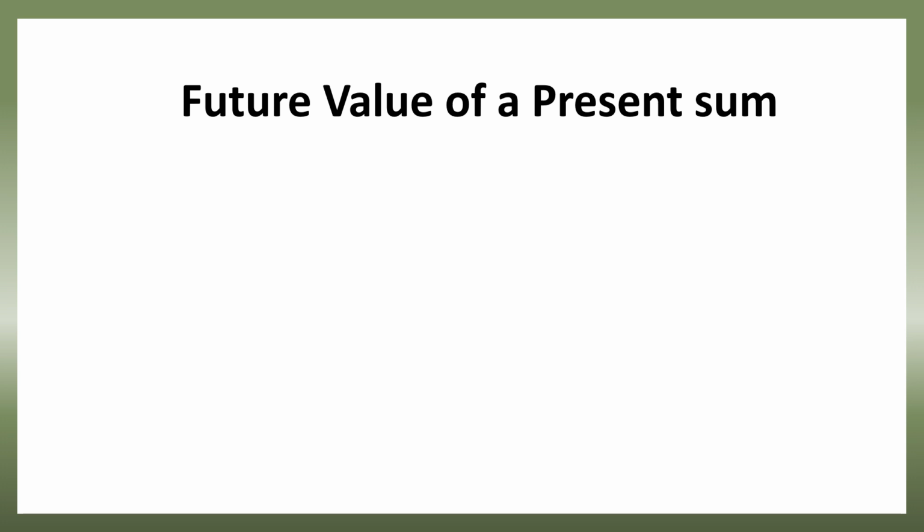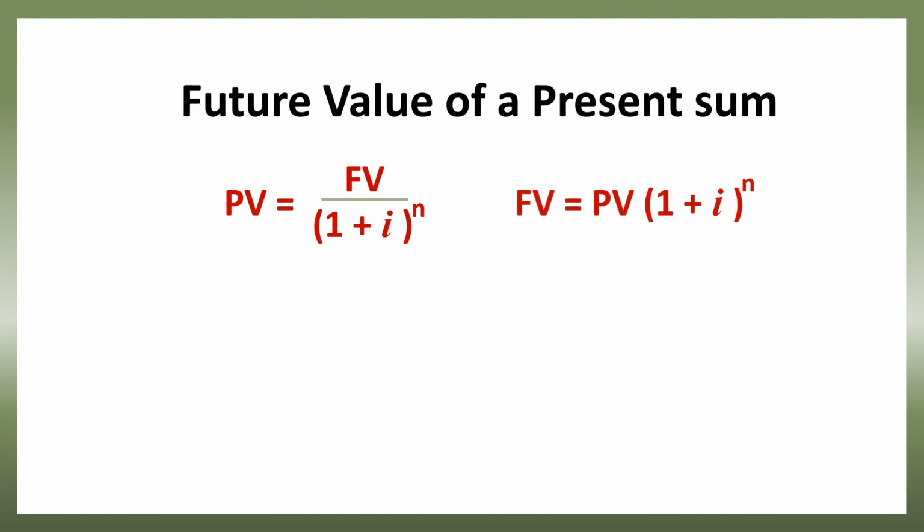In the previous video, we studied the formula to find present value. Present value is equal to future value divided by 1 plus i raised to n. So, the same formula can be used to find the future value also. FV, the future value, is equal to PV into (1 plus i) whole raised to n. That is, the denominator in the previous formula is taken to the left hand side and multiplied with the present value. Thus, we get the future value.